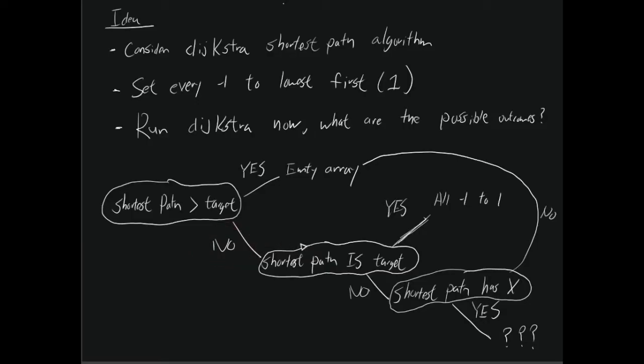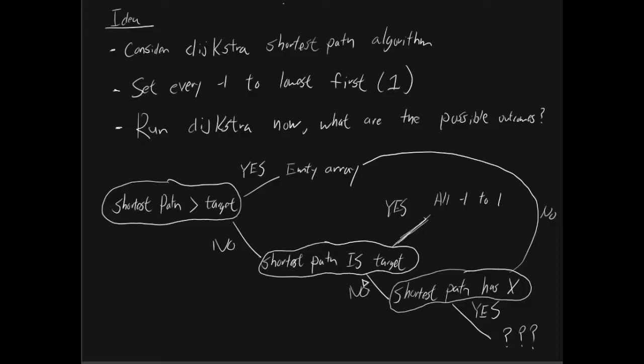What if it is not greater? Then we're going to check if the shortest path equals the target. If the shortest path is the target, then it means that when we set every -1 path to 1, this arrangement is a good arrangement. So we just set every -1 path to 1, and all the other paths we return as they are. Then we can form the answer in this way.